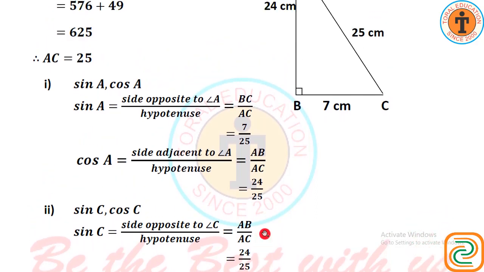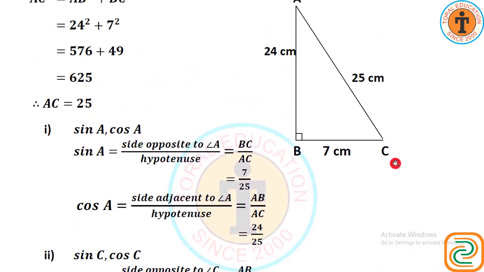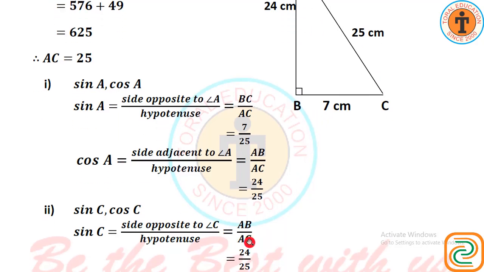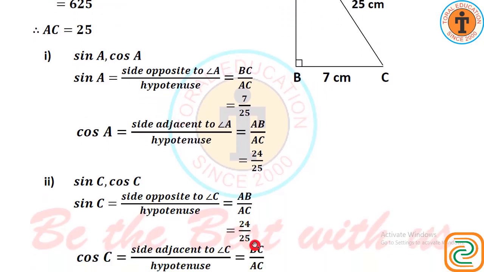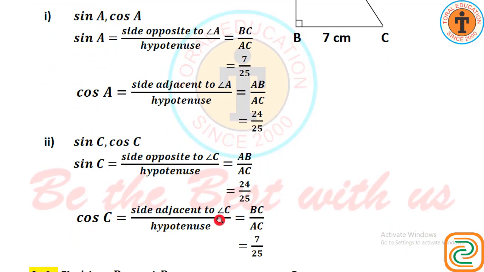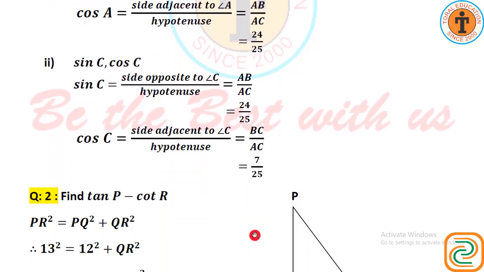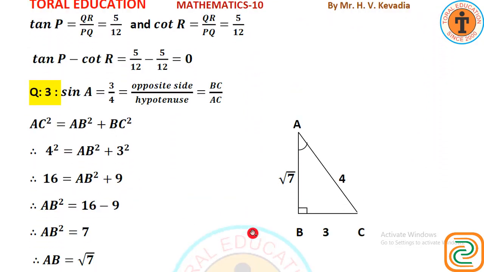Similar thing in sin C and cos C. Look here. Sin C equals side opposite to angle C, that is AB upon AC, 24 upon 25, and cos C is the side adjacent to angle C, which is BC, so BC upon AC, 7 upon 25. Question number 2.